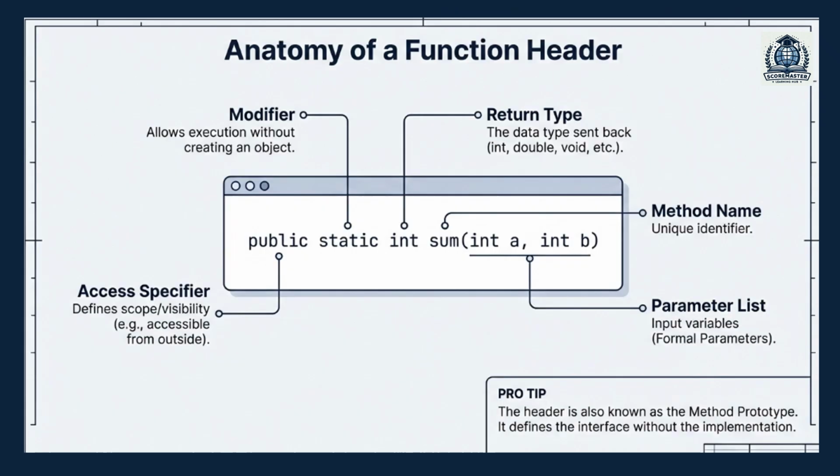A function header defines how a method is accessed and what it returns. It includes the access specifier, modifier, return type, method name, and parameters. The method name identifies the function, while parameters act as inputs, and the return type specifies the output. Get the header right, and the compiler understands your method. Get it wrong, and nothing executes.